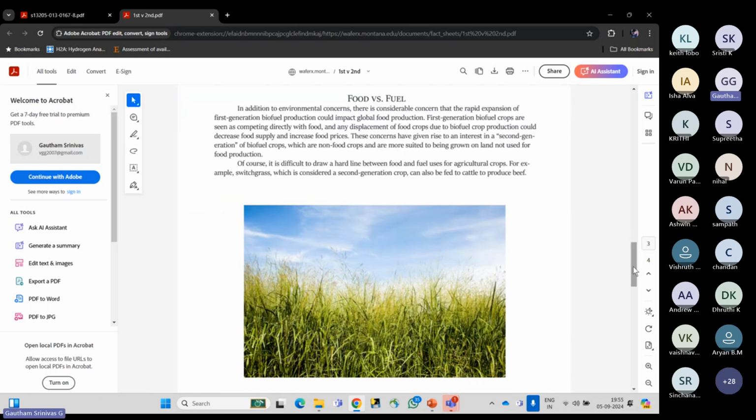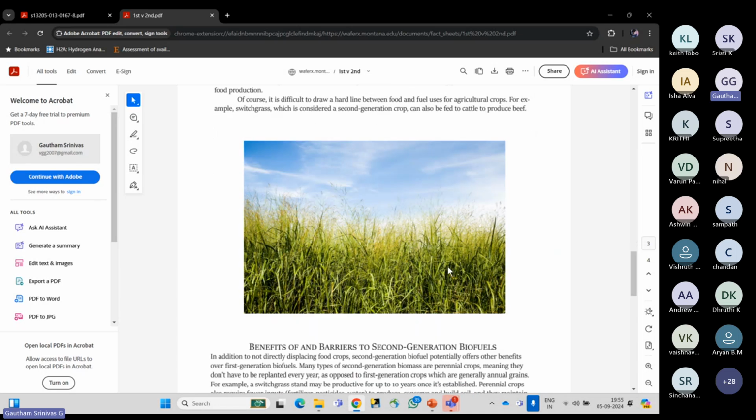So the food versus fuel I was just telling you about, you can have a look at this also. So this is the perennial grass. This is switchgrass, right?